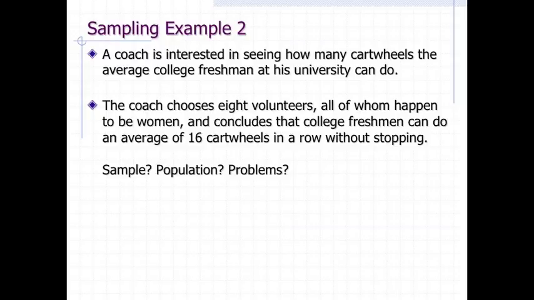The sample includes the female students who volunteered to do cartwheels. The population includes all freshmen at the university where the study was conducted. The problem with choosing this sample is that, again, random sampling is not used, and so generalizations back to the population can be grossly inaccurate. Rather than randomly sampling from all college freshmen and asking them to turn cartwheels, the coach chooses only women and chooses only those who volunteered.